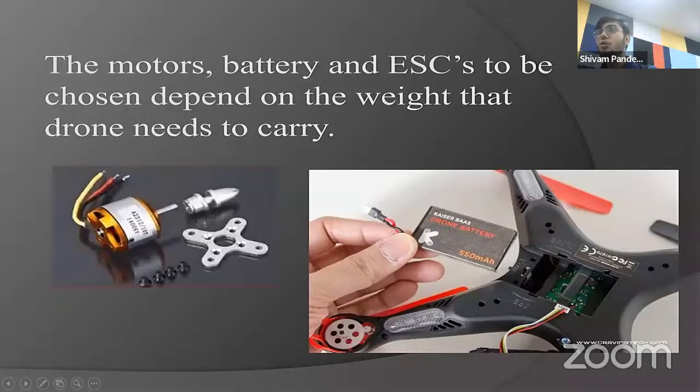So basically, the motor that we use in the drone is known as a BLDC motor. The full form of BLDC is brushless DC motor. It is a motor that has high speed, and it can easily be controlled. So these are the motors that are used in drones.